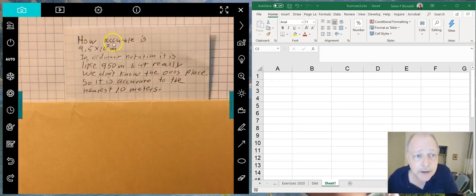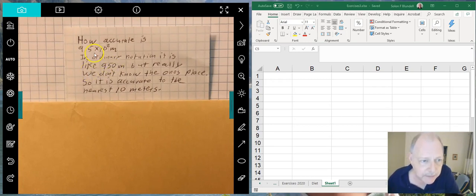Now if I ask you how accurate is 9.5 times 10 squared meters? Well, in ordinary notation, the 10 squared is 100, so it's 9.5 times 100 meters, or 9.5 hectometers. Another way to see it, 9.5 times 100 gives you 950, so that's 950 meters.